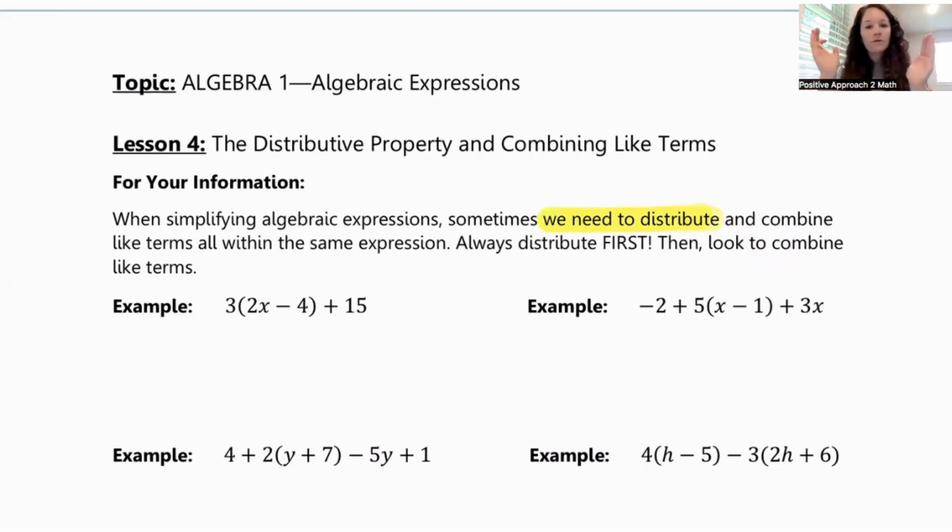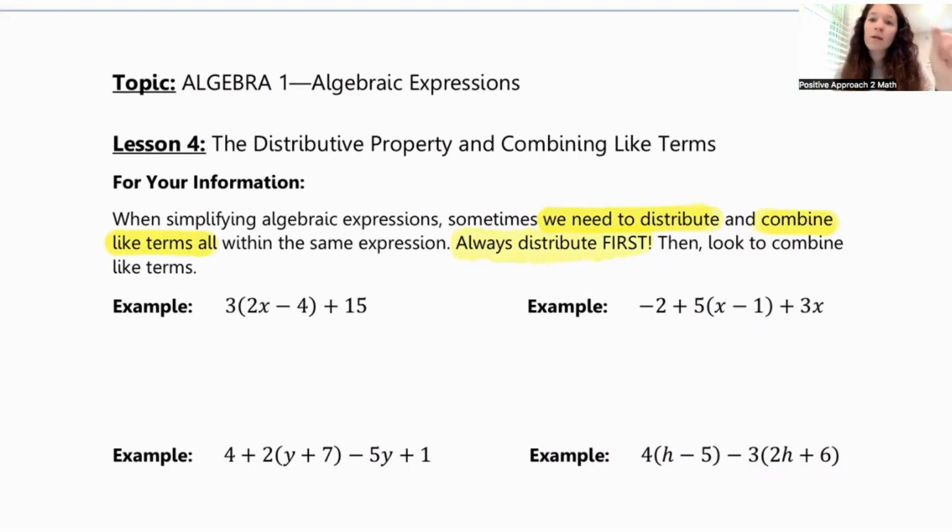If I still have those parentheses, those things in there are stuck in there, and I can't combine them with anything outside of those parentheses by adding or subtracting. So we're going to distribute first if you see parentheses, and then we're going to combine like terms that we see within the algebraic expression. Just a reminder, as I say here, always distribute first, then look to combine like terms.